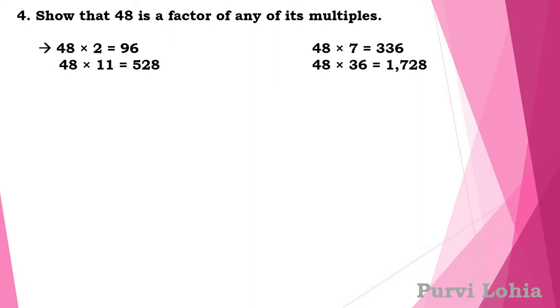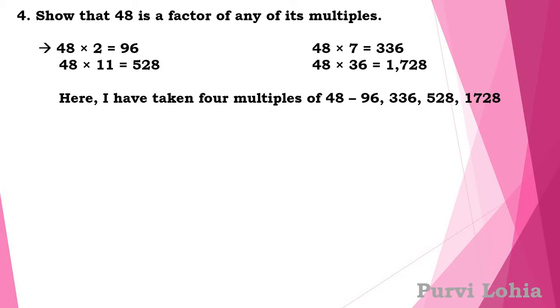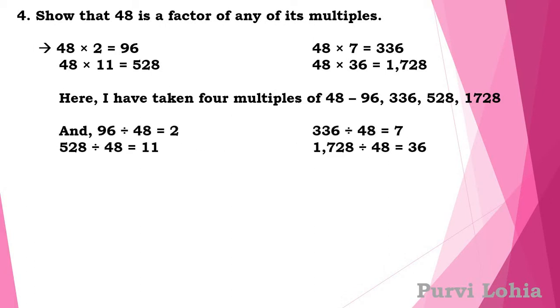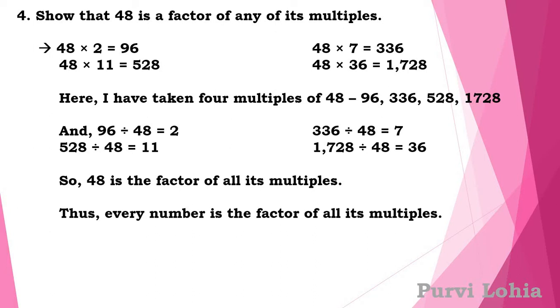So all these are the multiples of 48, right? So 96, 336, 528 and 1728 are the multiples of 48. You can take any of the multiples of your choice to prove that. Now we see that every number is divisible by 48, right? So factor 48 is the factor of all its multiples. Thus every number is the factor of all its multiples. This is one more property of it. Every number is the factor of all its multiples.